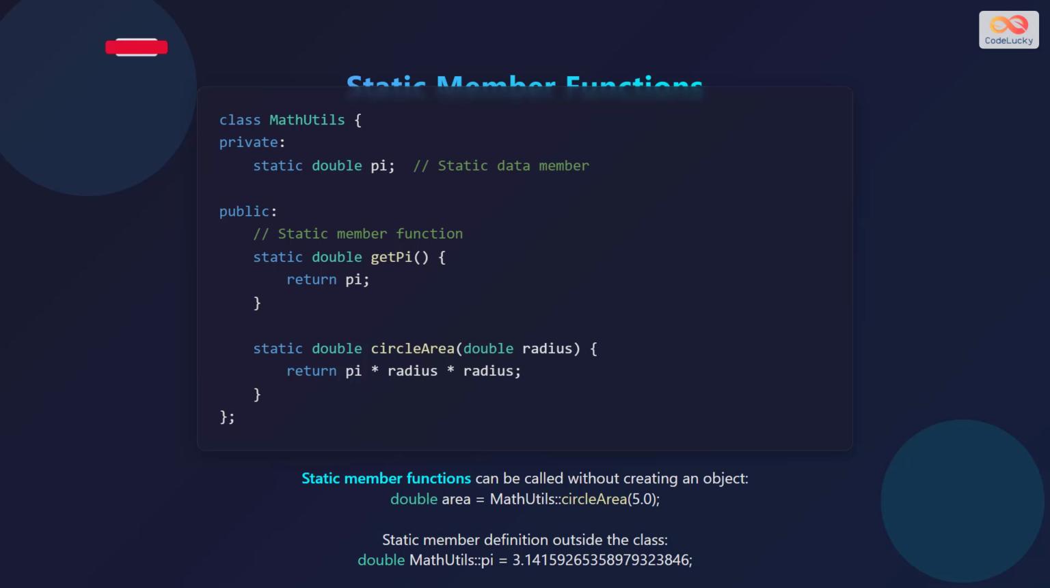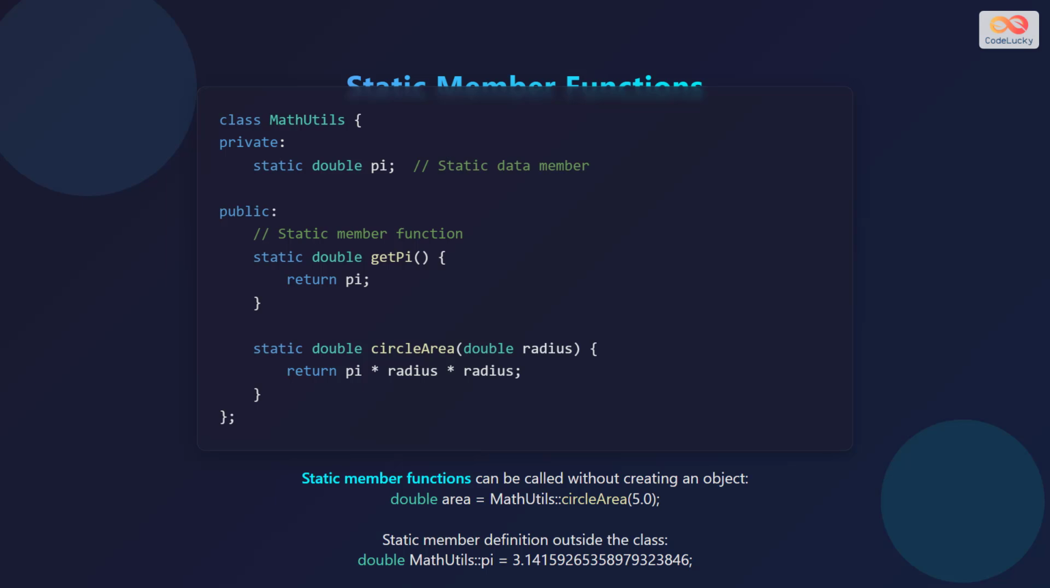Now let's explore static member functions with an example. Here we have a class called MathUtils. Inside the private section, we have a static double variable named pi. In the public section, we have a static member function called getPi, which simply returns the value of pi. We also have another static member function called circleArea, which takes the radius of a circle as input and returns the calculated area using pi times radius squared.